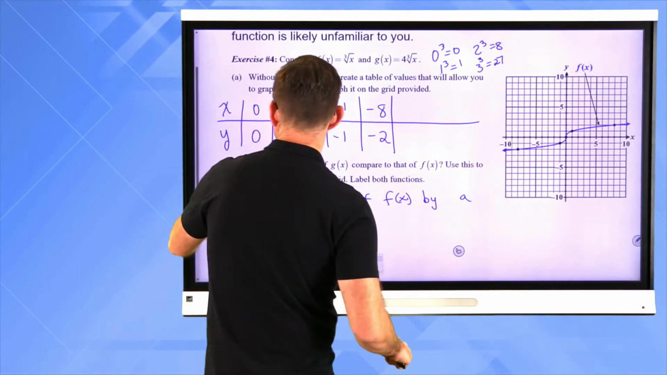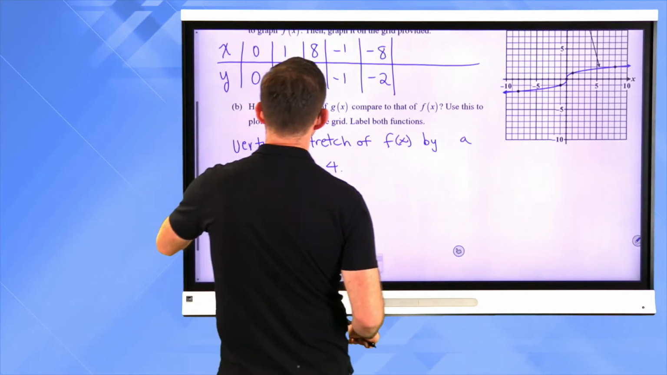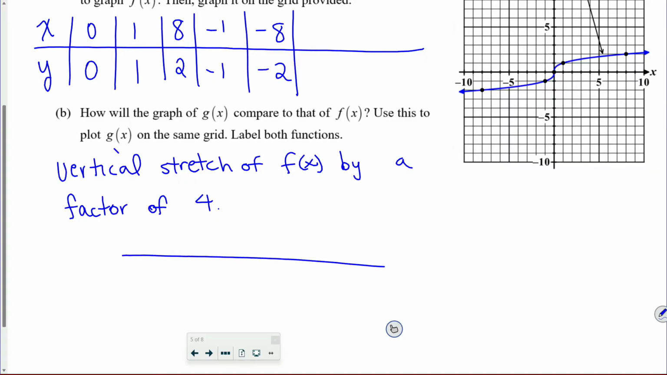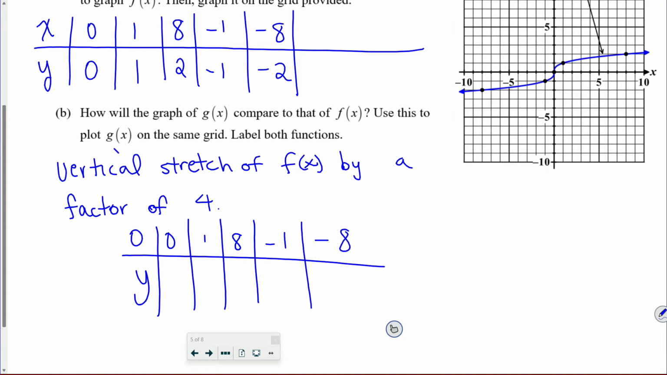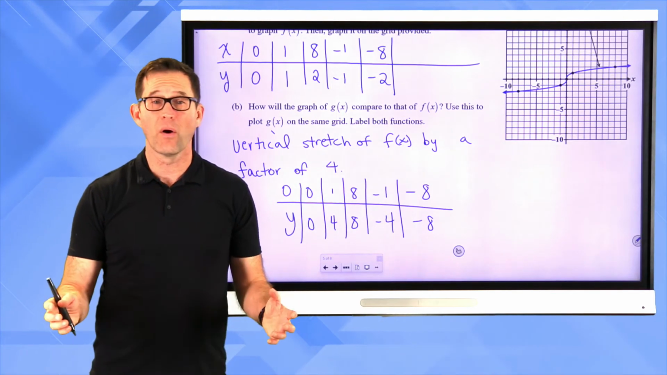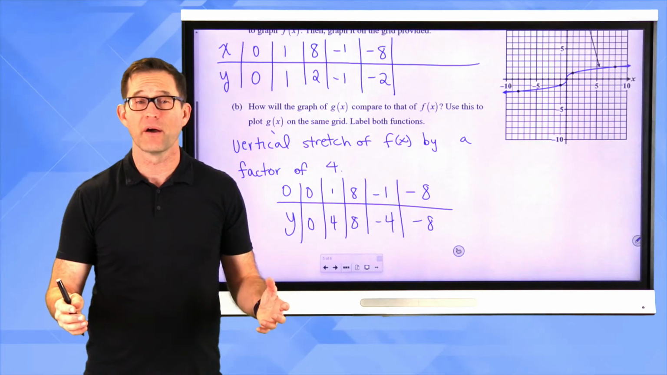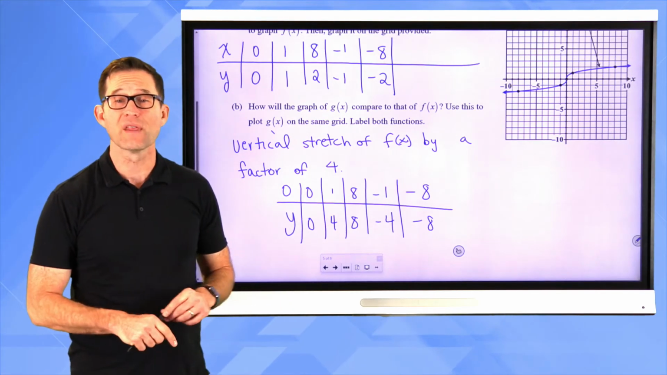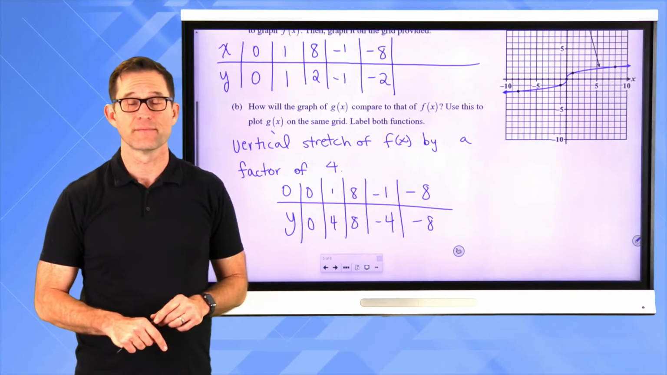Or, if you wanted, you could create a table of values where you essentially took this table, right, and you left all the x values alone. Remember, we're not doing anything horizontally here. And you would just take each one of those y values and multiply it by 4 to get a new table of values, right? We're just taking all the original y values and multiplying by 4. Go ahead and use that to then plot g of x.